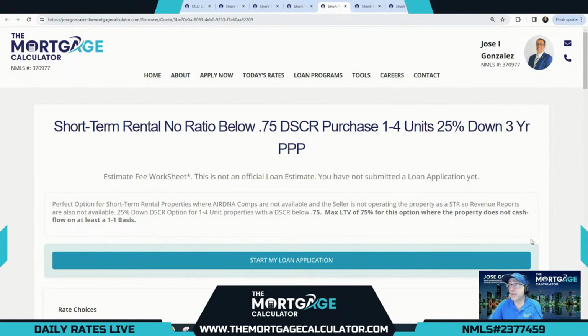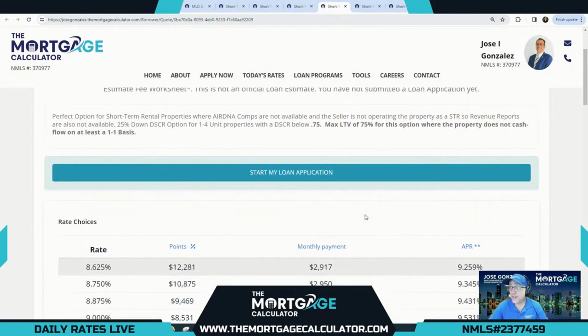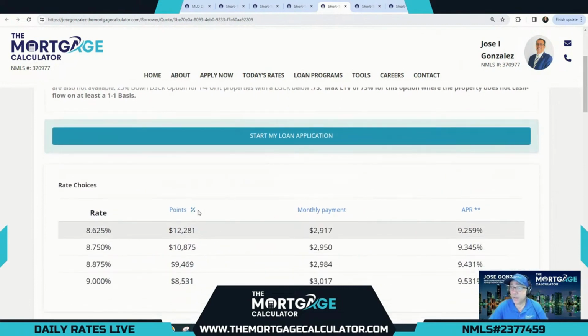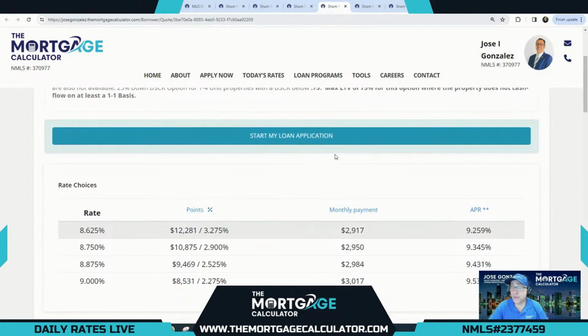So now we have our below 0.75 no ratio DSCR, for when your DSCR is below 0.75, not even covering 75% of the housing expense. 25% down option. 9% is our lowest cost option. 8.625 is our lowest rate option.